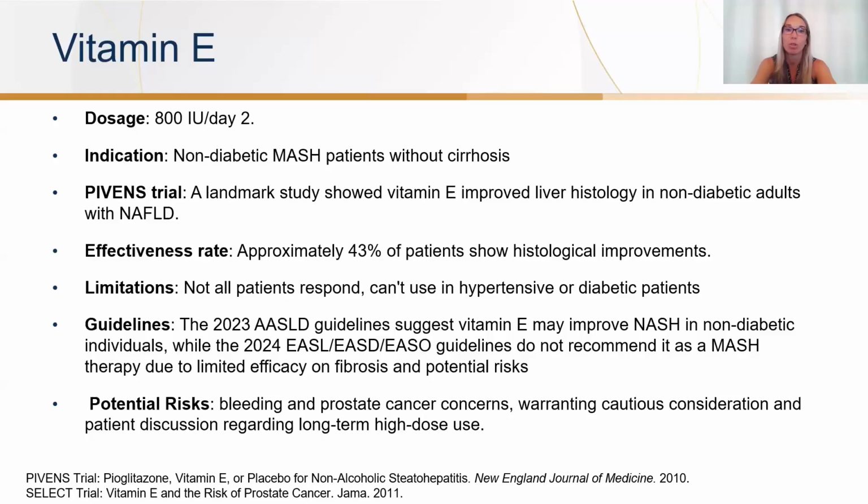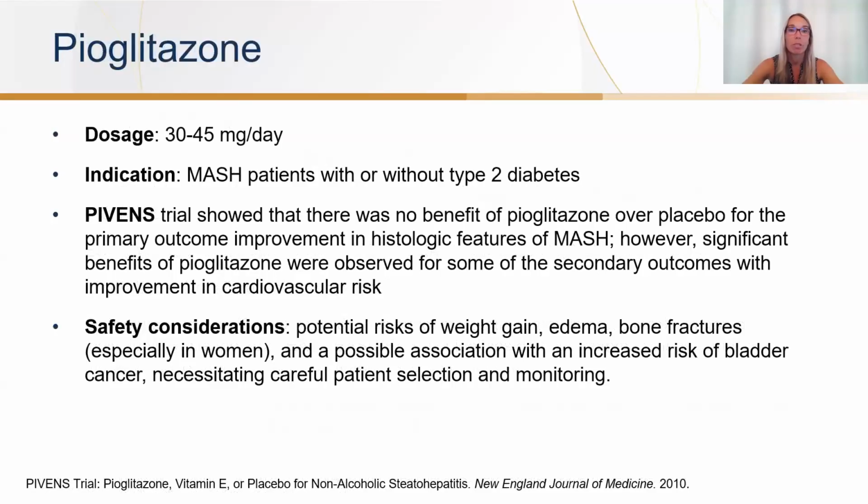So what are some of those risks? Well, at the dose necessary to actually show some improvement in steatosis, there is some increased risk of bleeding. In particular, hemorrhagic stroke can be a risk. Also, there is a potential risk around concerns with prostate cancer. So it really does need to be limited to a certain population. We need to talk about these risks with our patients and long-term use with this high of a dose required. So again, it's an option, but there are some potential risks we need to think about.